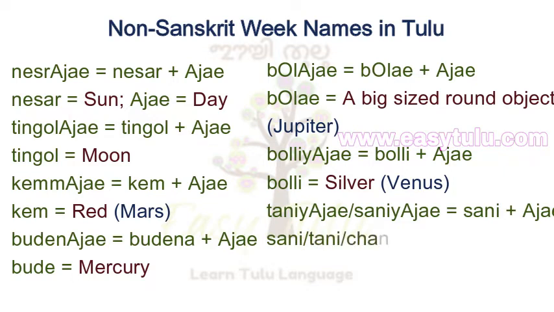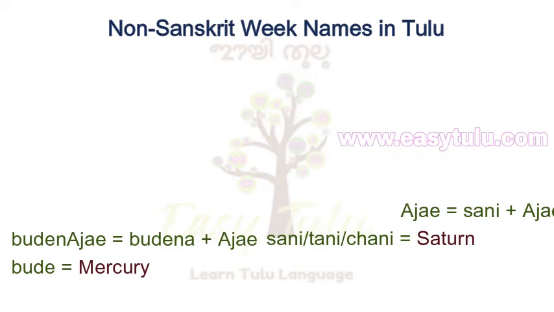Tani Aja or Sunny Aja. Sunny plus Aja. Sunny or Tani or Chani means Saturn.